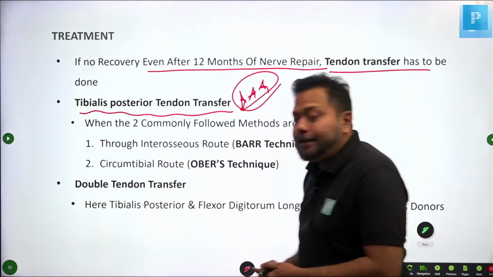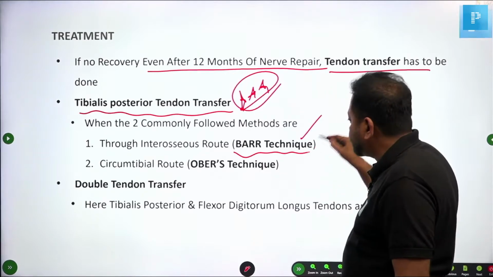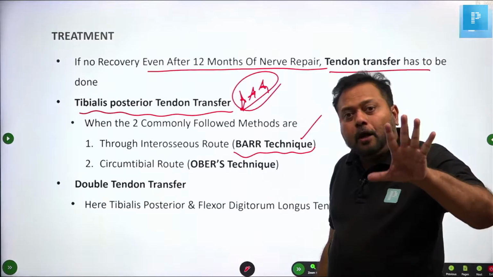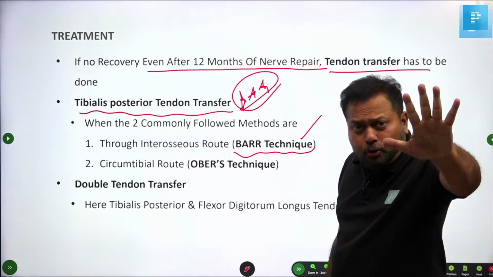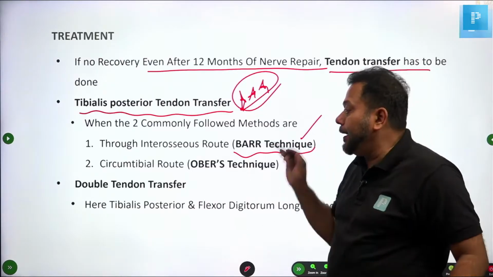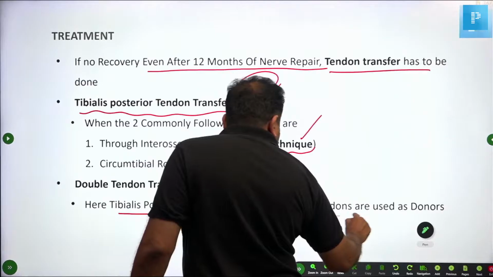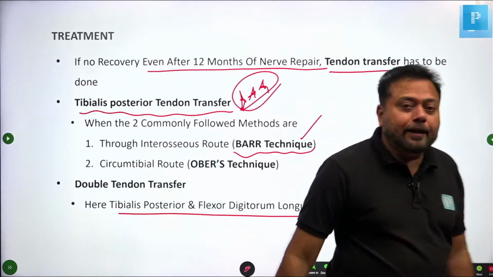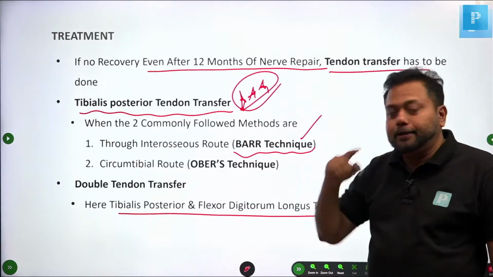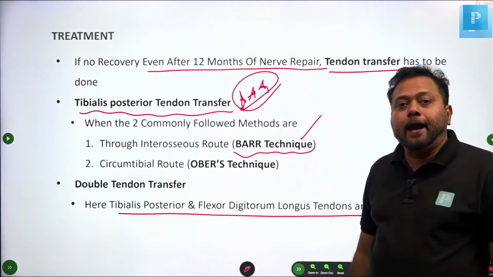Practically speaking, they say the best outcome is with Bar's technique. When you take it around the tibia, most of the power is lost. This is a very practical thing. Just remember, if they give you two options and ask which is better, go for Bar. Double tendon transfer: instead, here tibialis posterior and flexor digitorum longus, two tendons are used. The time-honored technique is the tibialis posterior tendon, called Bar's technique. Don't forget the word Bar.